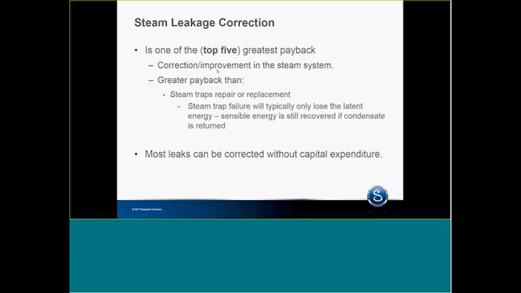The other thing is most leaks can be corrected without capital expenditure. That means I'm not going in and making improvements on the boiler, like putting in an economizer, which is a capital expenditure. Steam leaks typically don't require capital expenditure. So it makes it a very viable part of our optimization of our steam and condensate system.